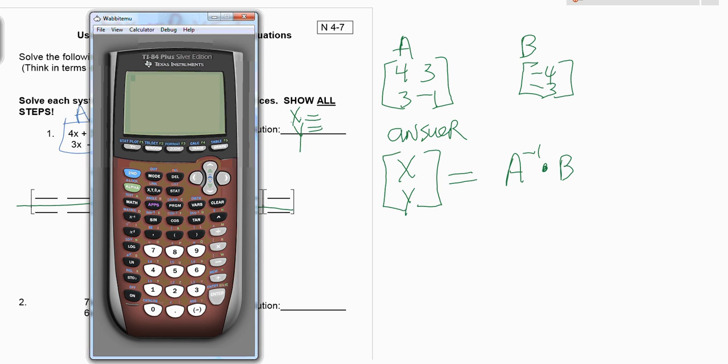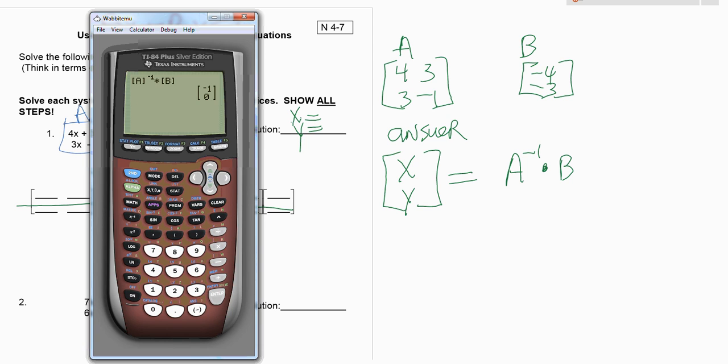Alright, so now that I have these in, I'm just going to multiply A inverse times B. So second matrix, there's my matrix A, and there's my inverse button right there. So A inverse times matrix B, second one there. And you can see that it puts out a 2 by 1 matrix that has a -1 and a 0.